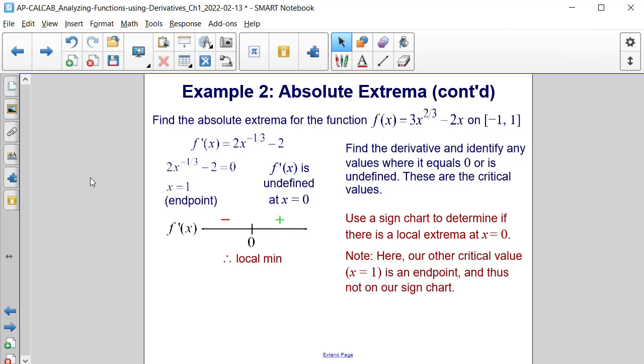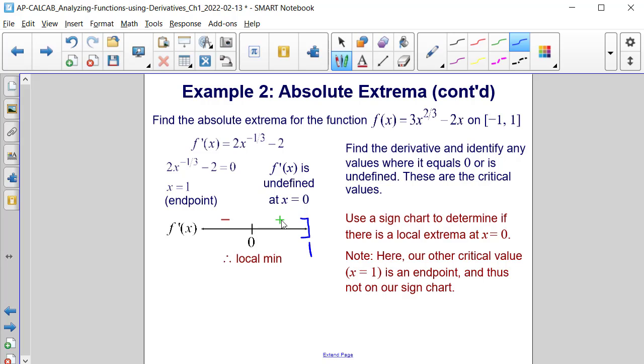Next, use a sign chart to determine if there is a local extrema at x equals 0. Note, because we found that x equals 1 is one of our endpoints, you don't necessarily need to include it on your sign chart. If you would like to, you can, but I would recommend putting the 1 there and putting the closed interval or stopping your number line so that you don't select another number greater than 1 to substitute into the function, because we're only evaluating it from -1 to +1.